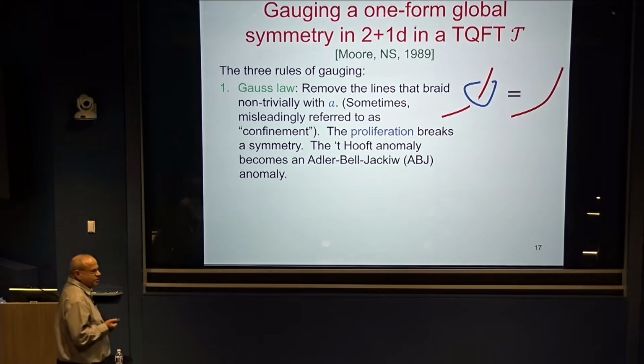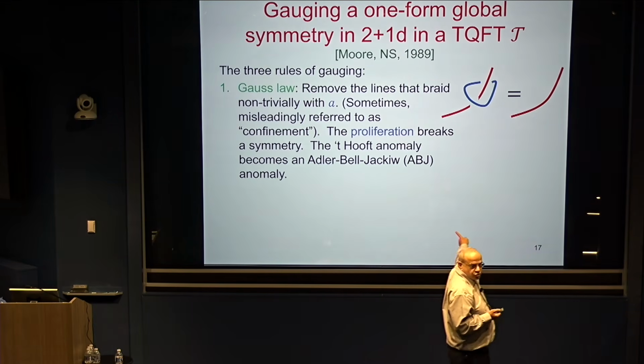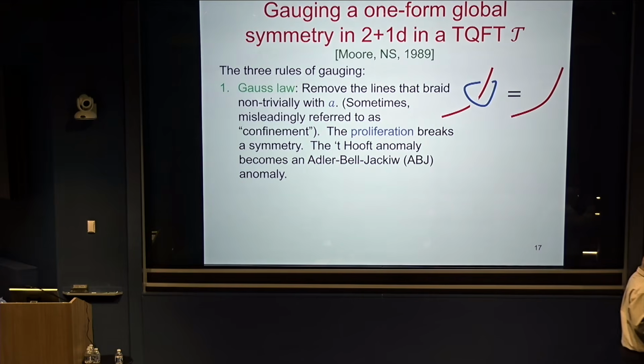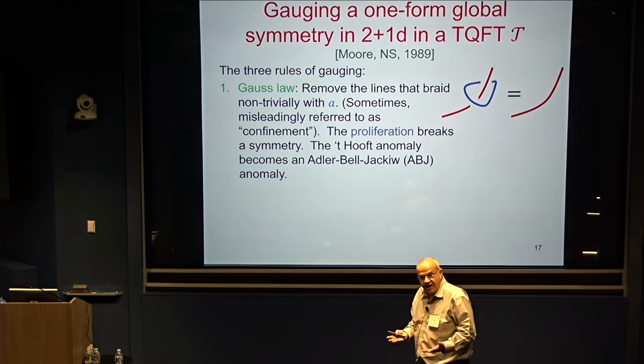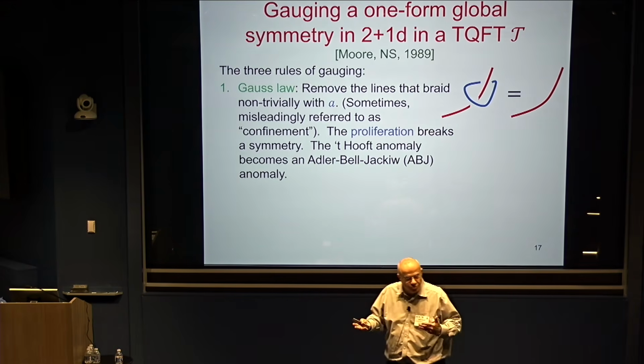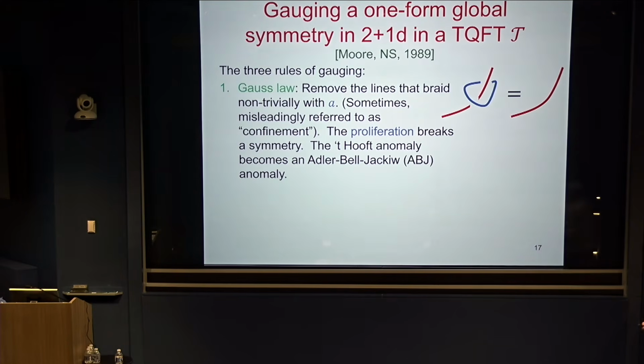So when I said in the quantum mechanics that it's perverse to call it confinement, it's equally perverse to call it confinement here, because nothing confines here. There's no area law in anything. The fact that the anyons that braid non-trivially with A are removed, that's not confinement. This is Gauss' law. And confinement is not the same as imposing gauge invariance. These are two different notions. Imposing gauge invariance is more elementary than confinement. You will get $1 million if you prove confinement. You're not going to get $1 million if you prove gauge invariance.